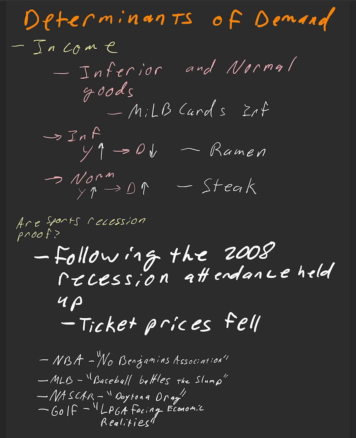Now, I'm going to get to this in a moment, right? But all of these things are determined by the individual. Some people hate steak and love ramen. And so what is an inferior or normal good is going to depend on the consumer that we're looking at. But on average, right, ramen is probably an inferior good. Most people consume less of it if they have more income.